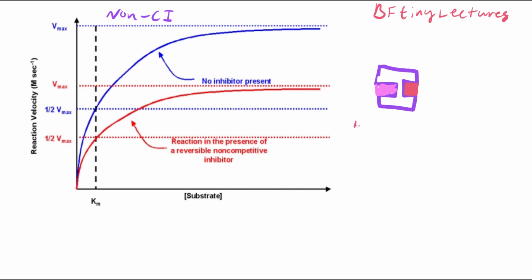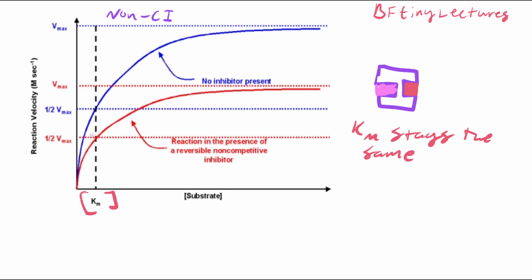So therefore, Km stays the same. Right, so it stays the same. That's kind of weird. Okay, so notice on that portion the Km stayed the same. But what did change? Well, what did change was the maximum velocity of the reaction.